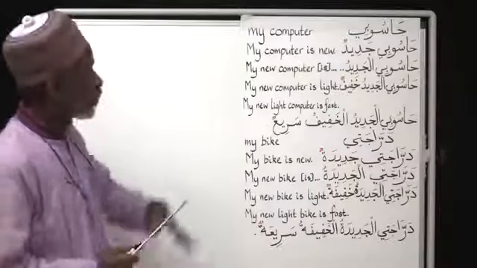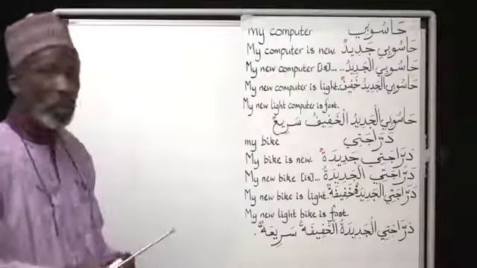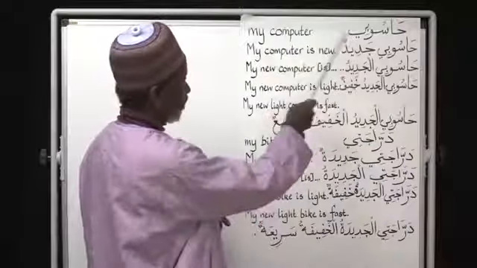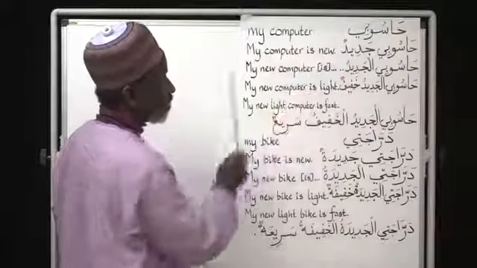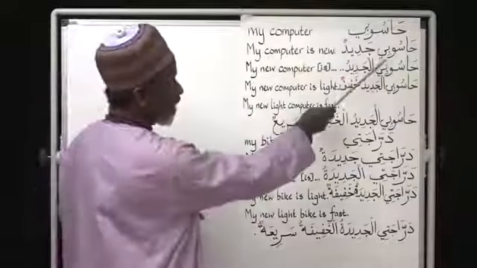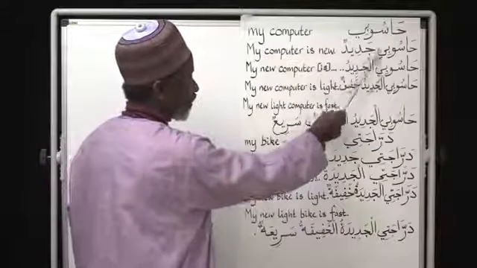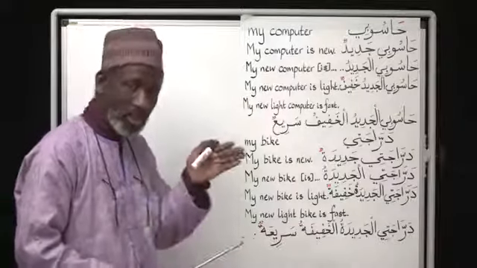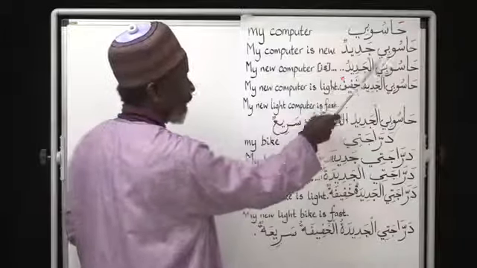Right, now you have in front of you the display of the summary of what we have covered. You have hasubi, my computer. You can see the ending, B, my. Hasubi jadidun, my computer is new, because the hasubi is defined. And jadidun, we drop the al, we achieve the is. So my computer is new. Hasubi jadidun.